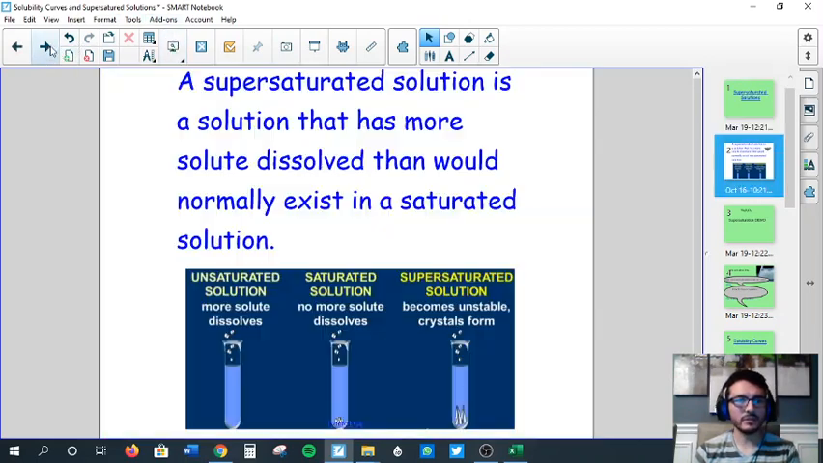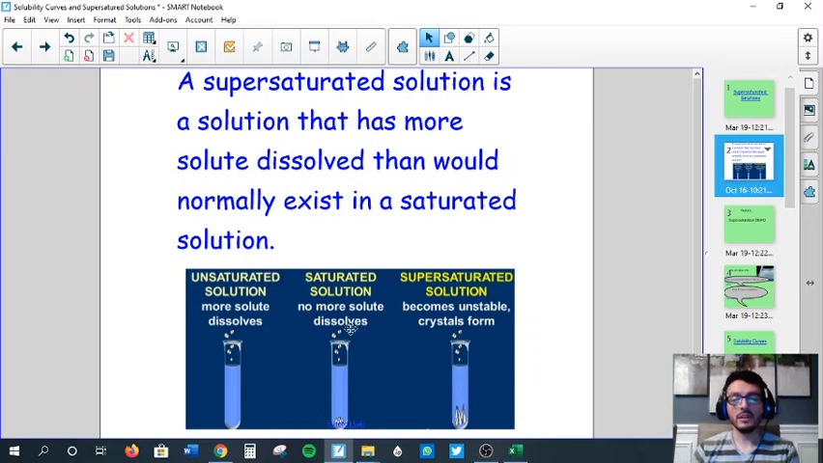All right, let's start. A supersaturated solution is essentially one where there is more solute dissolved than could actually exist. Now, how can you manage that? I'll explain how in just a bit, but essentially an unsaturated solution means that more solute can be dissolved. A saturated solution is really the point where no more solute can be added.